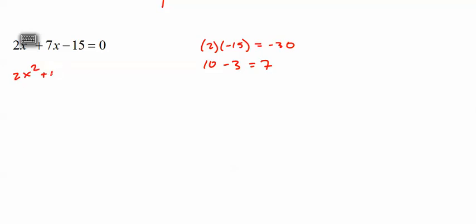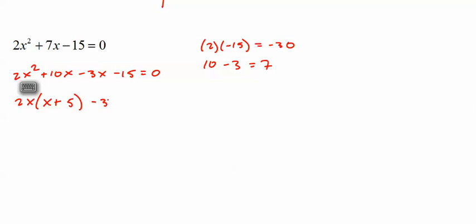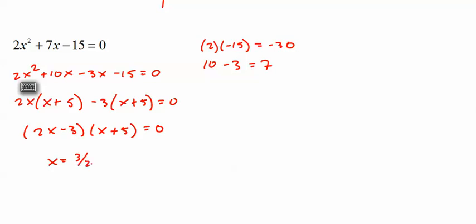2x² + 10x - 3x - 15 = 0. 2x(x + 5) - 3(x + 5). So that's called grouping. If you need to go look it up, I've got another video just specifically towards how to do that. x = 3/2, -5. Notice you don't have to write it in order. -5 is first, or 3/2 is first. Doesn't really matter.